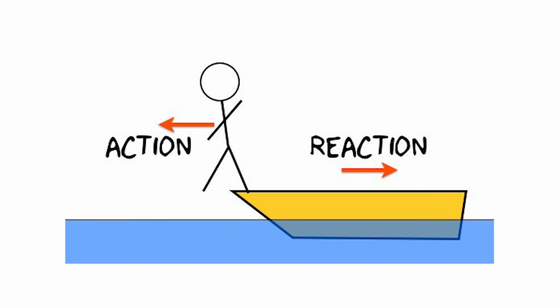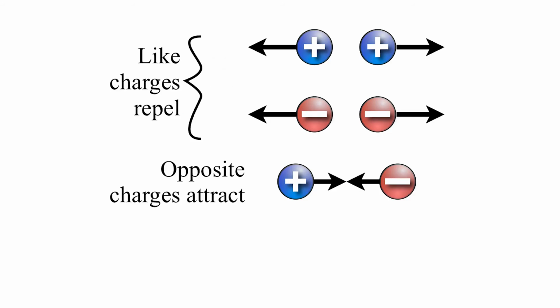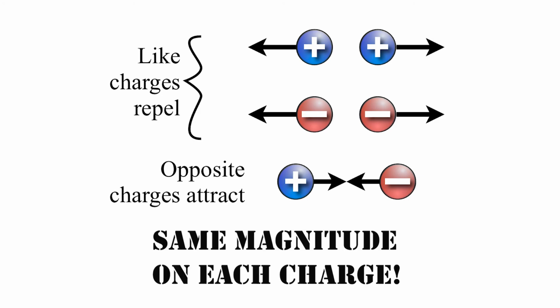According to Newton's third law, every action will have an equal and opposite reaction. Electric forces obey this law as well and must have an action and reaction pair. So two like charges, such as two positively charged protons, will experience the same magnitude of repelling forces. And two opposite charges, like a proton and an electron, will experience the same magnitude of attractive forces.